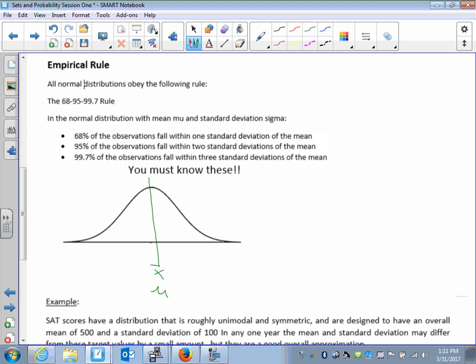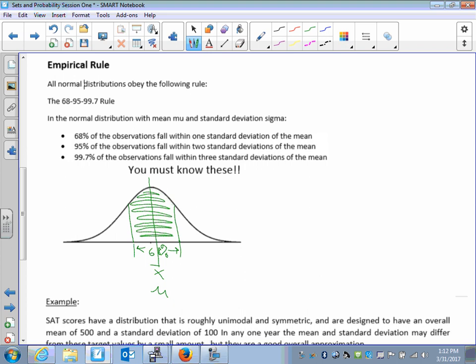Now, if we go 1 standard deviation to the right and 1 standard deviation to the left of the mean, then the area under the curve between those 2 vertical lines is about 68% or 0.68. So plus or minus 1 standard deviation, you will have 68% of the observations fall in that interval. That's the first truth of the empirical formula, or the empirical rule.